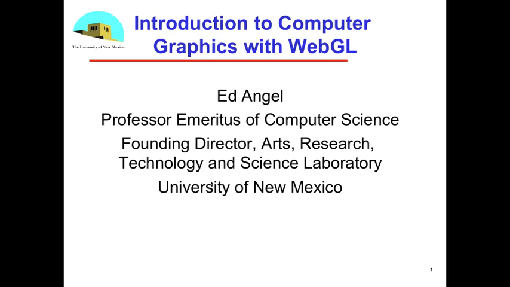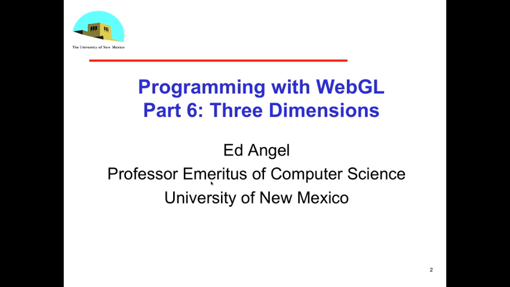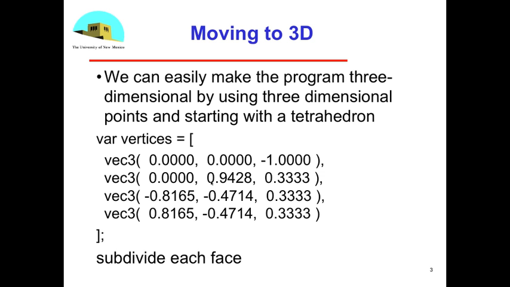Okay, we're now going to look at the three-dimensional version of the Sierpinski gasket, and for the most part, for the rest of the class, everything is going to be in three dimensions. So how do we go to 3D? Well, one way is to create a tetrahedron instead of a triangle.